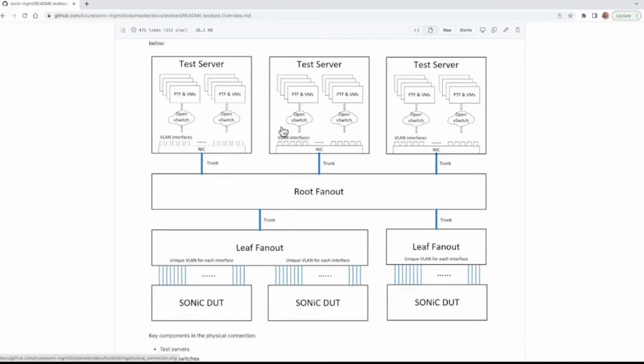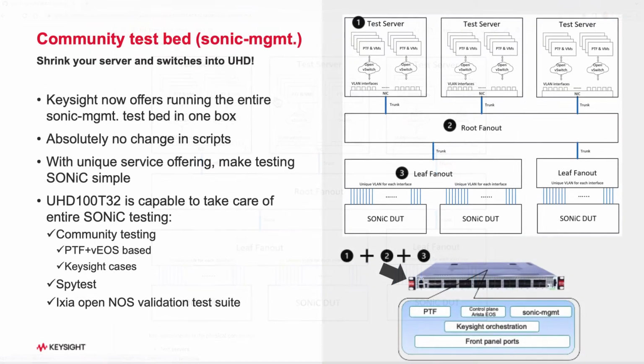So what we have come up with is a simplified solution where you can minimize all the deployment of the leaf, root, and test server. Instead, you can deploy one rack unit of a UHD box, install our product, and with just a few CLI commands, you can deploy the testbed and then get started with running the test case.